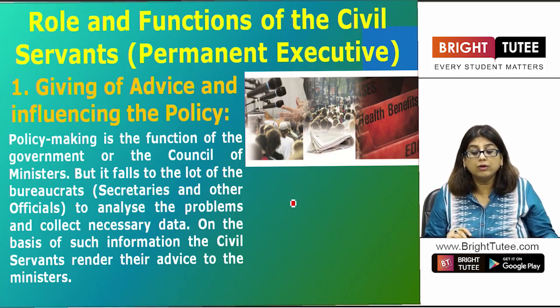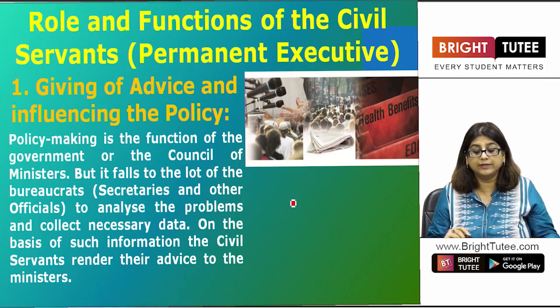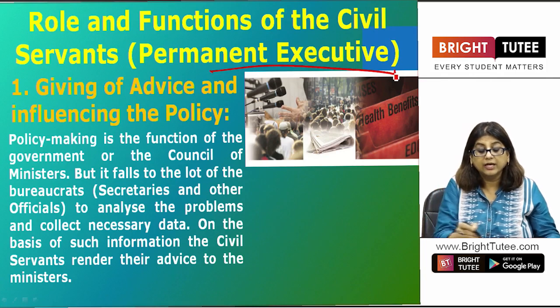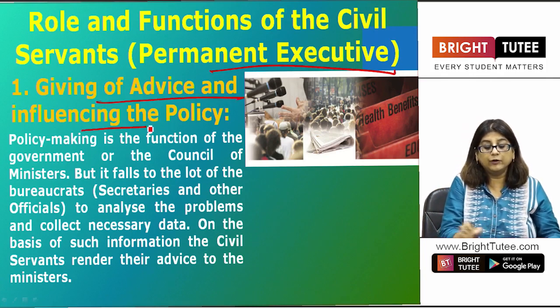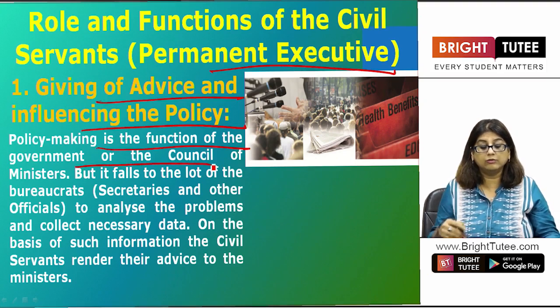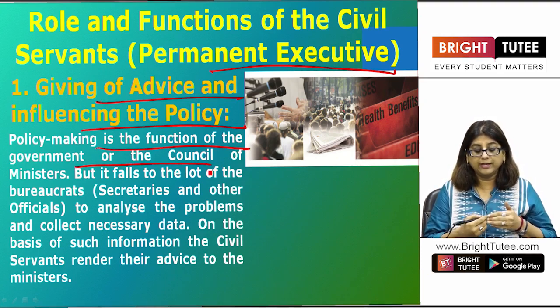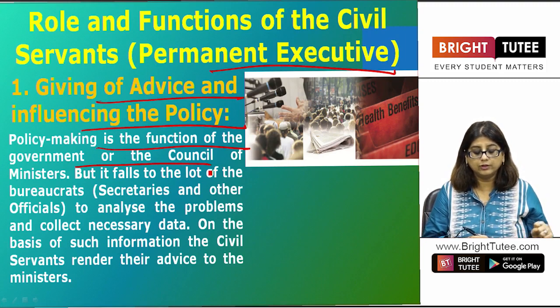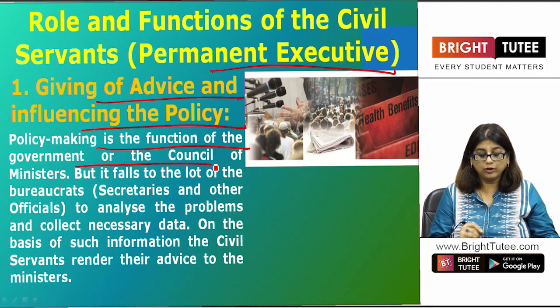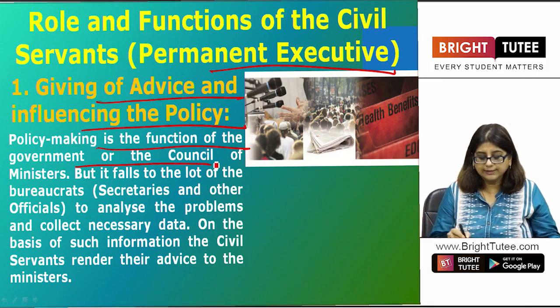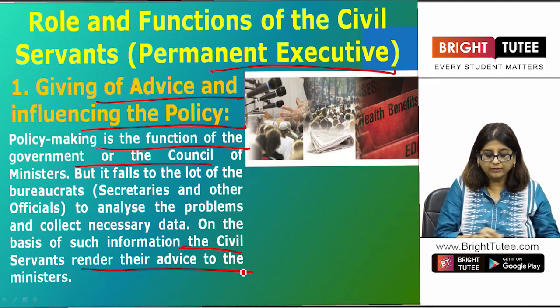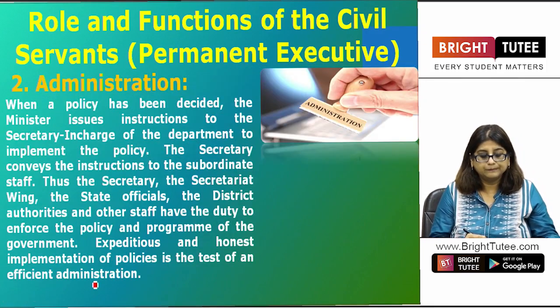Now, what is the role and functions of the civil servants? That means the permanent executives: giving of advice and influencing the policy. Policy making is a function of the government or the council of ministers, but it falls to the lot of the bureaucrats and secretaries and the other officials to analyze the problems and collect necessary data. On the basis of such information, the civil servants render their advice to the ministers.